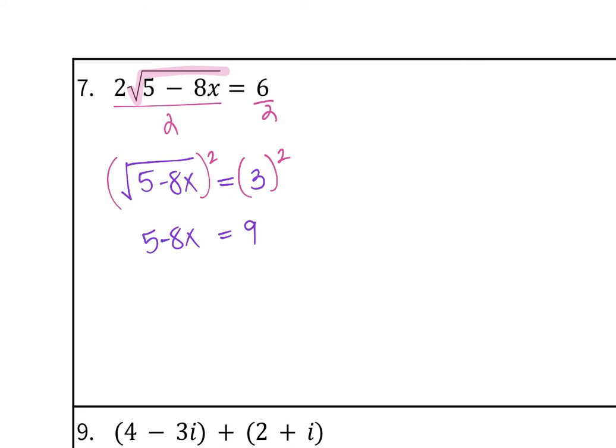And all that's left is to move the 5 and the 8. So we move the 5 by subtracting. We're left with negative 8x equals 4. And we move the negative 8 by dividing. This is still going to be a fraction answer, only we're going to simplify it. So this actually comes out to negative 1/2.